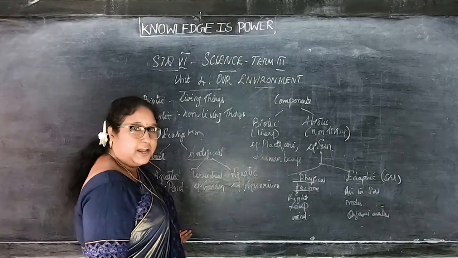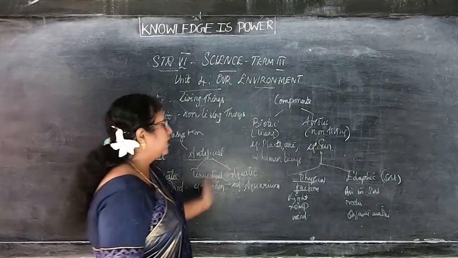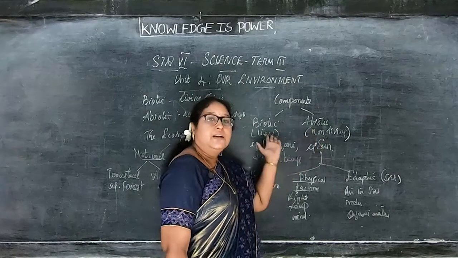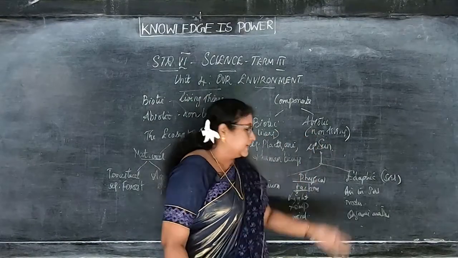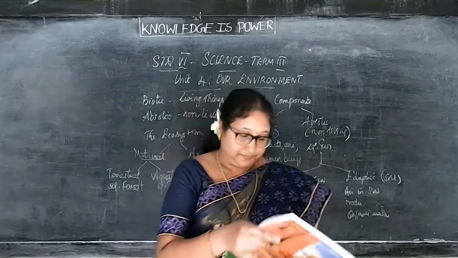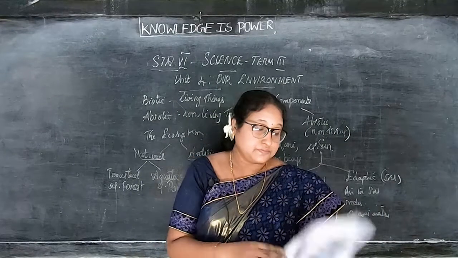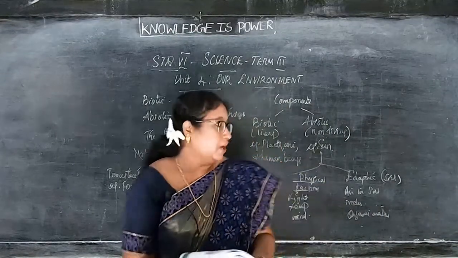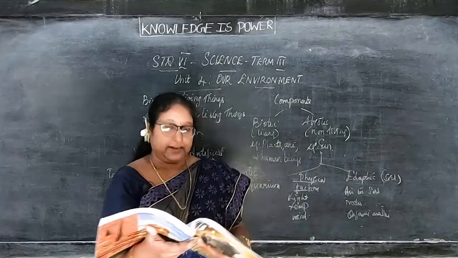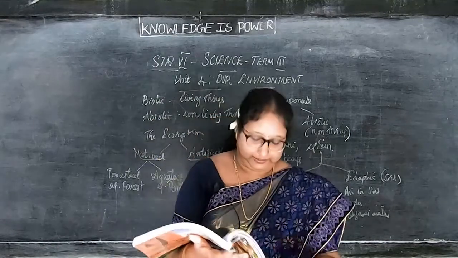That is ecosystem, natural and artificial, that is terrestrial and aquatic, and the components biotic, abiotic, living and non-living, and physical factors and edaphic. So with this we finish types. Now we'll see natural ecosystem and the artificial ecosystem.